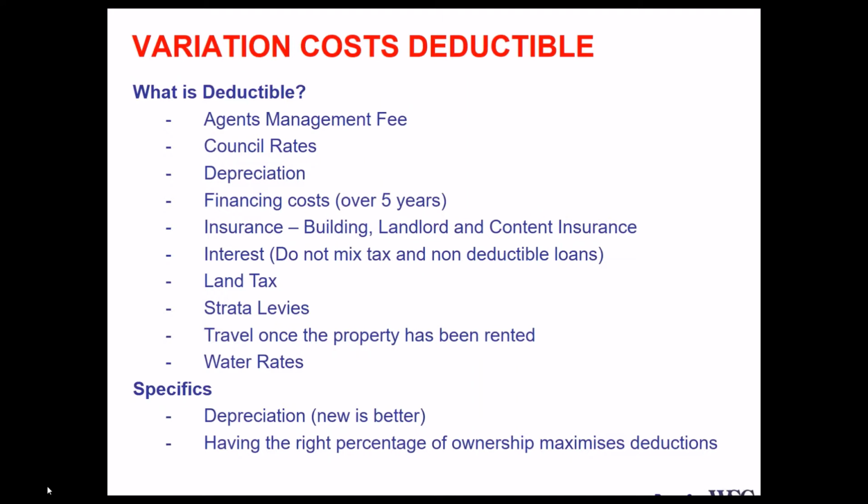What's deductible? Well, pretty obviously there's agent's management fees, council rates, and depreciation is deductible, of course. You can see down there at the bottom of the page in terms of specifics, having a new property is better because building depreciation is calculated on the original cost. You can see also finance costs, so application fees, mortgage insurance, any bank financing costs are generally deductible over 5 years. Small amounts under $100 can be immediately written off. You've got insurances as well, and I'm talking about building, landlord, contents insurance, all deductible.